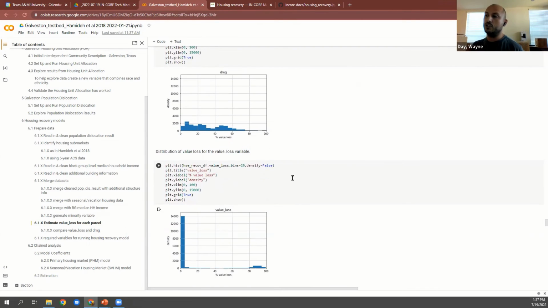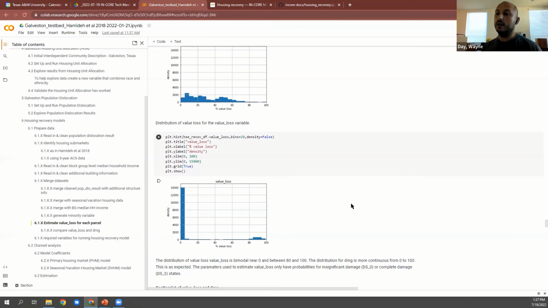I do want to show this comparison. This is some of the issues that I was talking about earlier, to not read so much into those predicted building values that we saw in the PowerPoint. So here's the distribution of damage, percent value loss on the x-axis, density on the y-axis. That's the distribution of damage based on the empirical results from the tax assessor data.